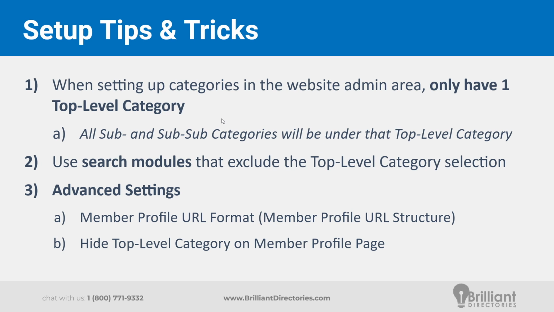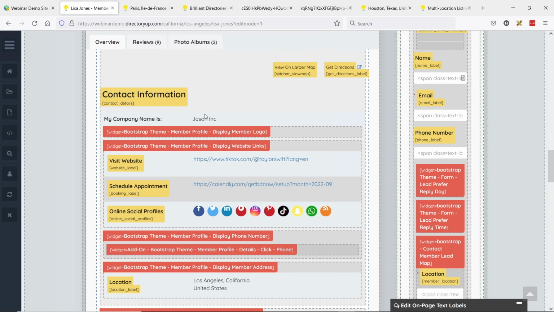And there are some advanced settings that we can take advantage of to hide the top level category from displaying around the site as it does by default. The first one would be in the member profile URL format. So when a member signs up, what's really cool about BD is it creates a really keyword friendly and SEO friendly URL for the member's profile page. Let's take a look at that together with our sample member here.